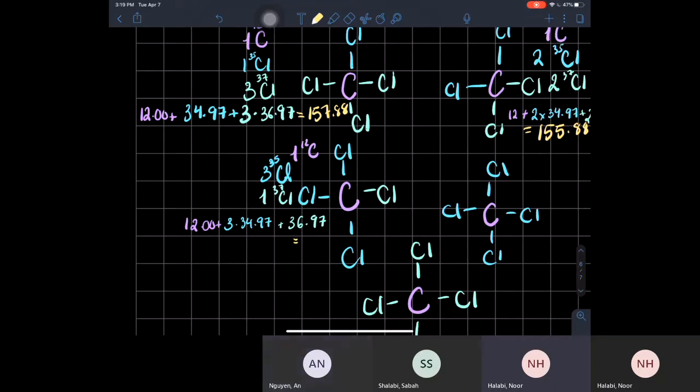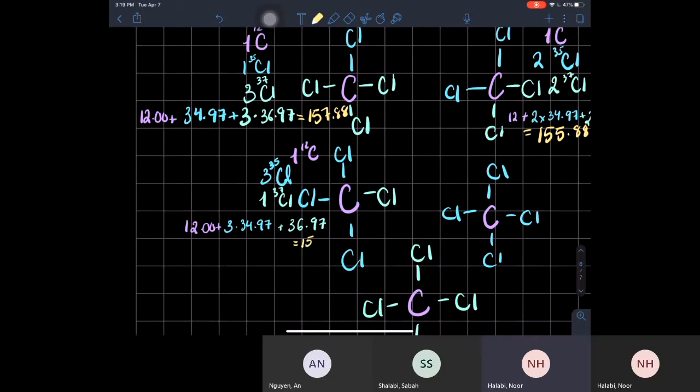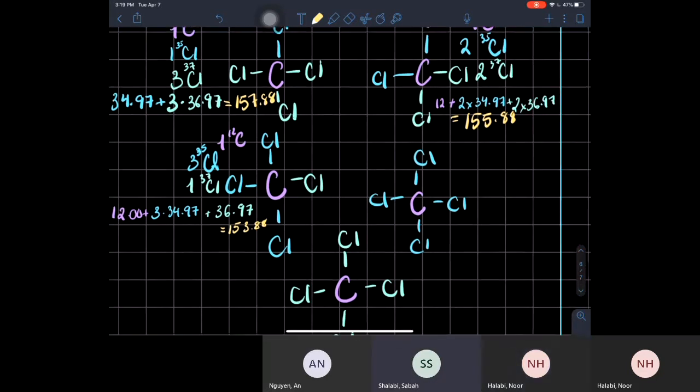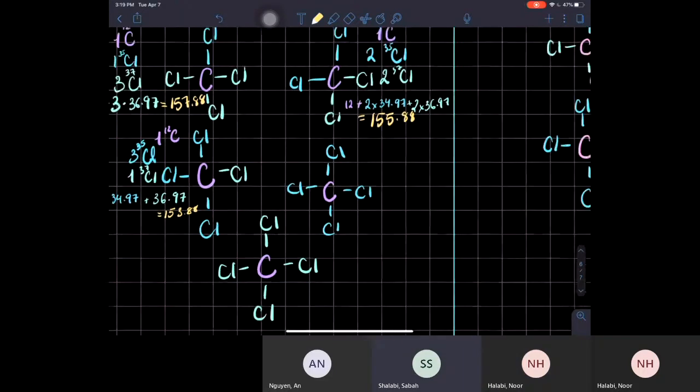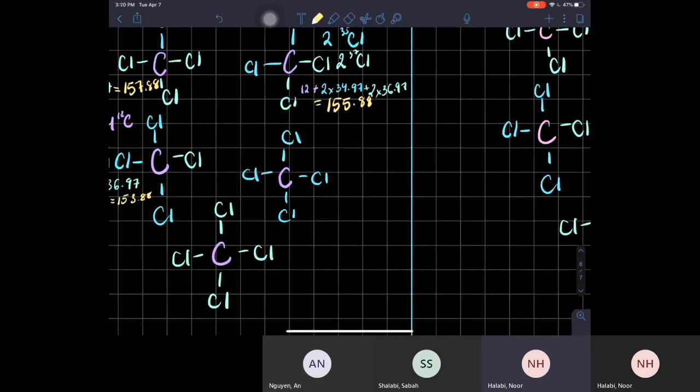And so this one will give us, what will it give us? It'll give us 12 plus 3 times 34.97 plus 36.97 equal to 153.88. Oh, so they're pretty close. Yes, exactly. And now let's do this one.